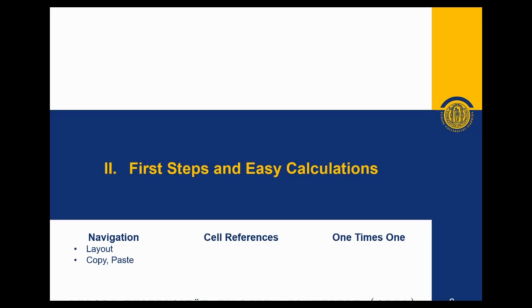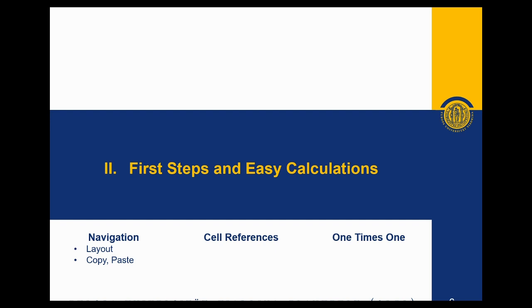Macroeconomics. In this video, we're going to see how to navigate in Excel, what the layout in Excel looks like, where to find the menu, different options and functions. I'll show you how to copy and paste contents of cells, how cell references work, and then as a small practice example, we have the 1 times 1 in a small table that you could try yourself, but of course I'm going to provide you the solution for that problem.